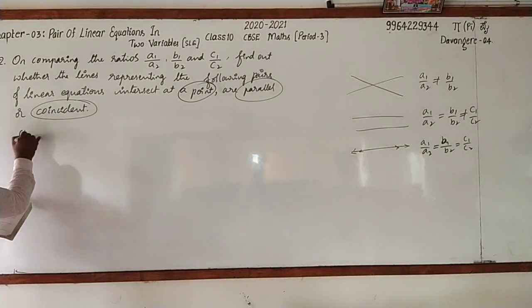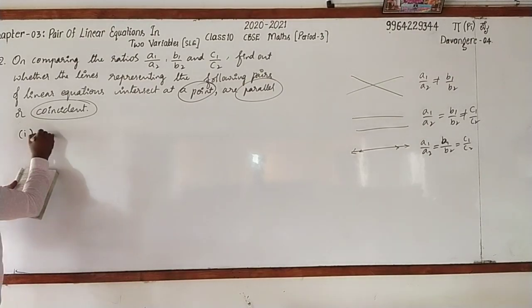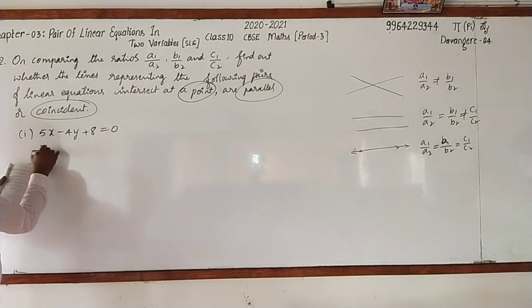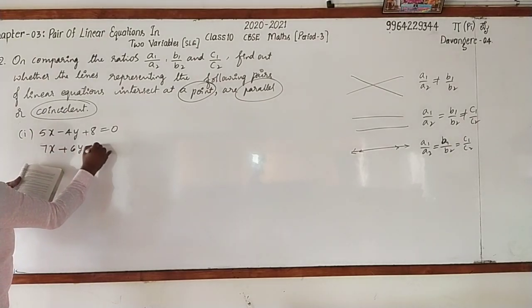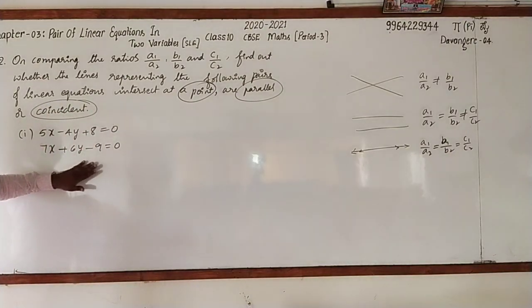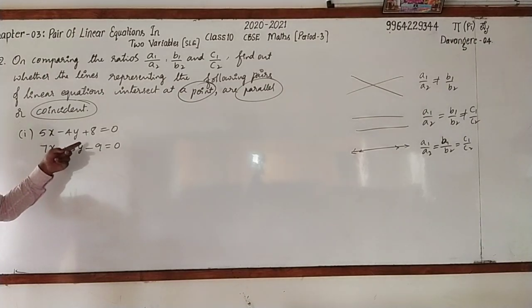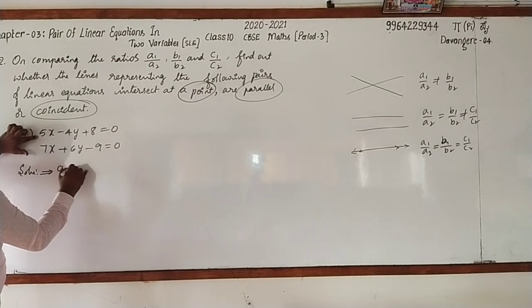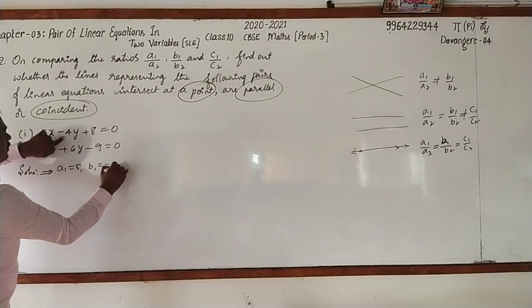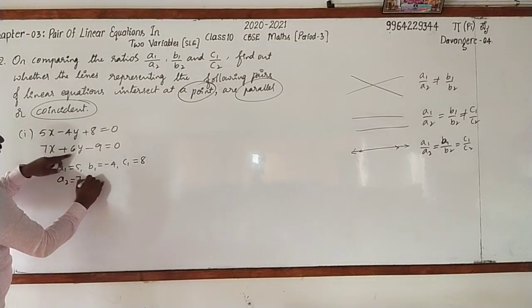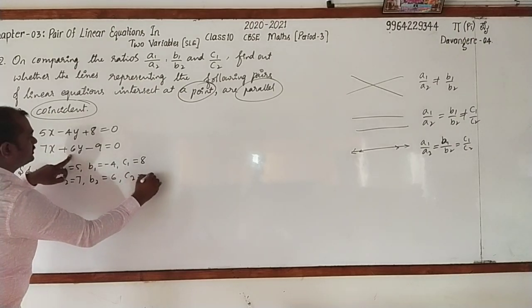Now, let's go for taking the equations. The first equation is 5x minus 4y plus 8 equal to 0. Then the second equation is 7x plus 6y minus 9 equal to 0. Dear students, first you have to check whether the given equations are in standard form or not. Yes, by observing only you can come to know both are in standard form. Then write the coefficients. A1 is 5, B1 is minus 4, C1 is 8. Then A2 is 7, B2 is 6 and C2 is minus 9.